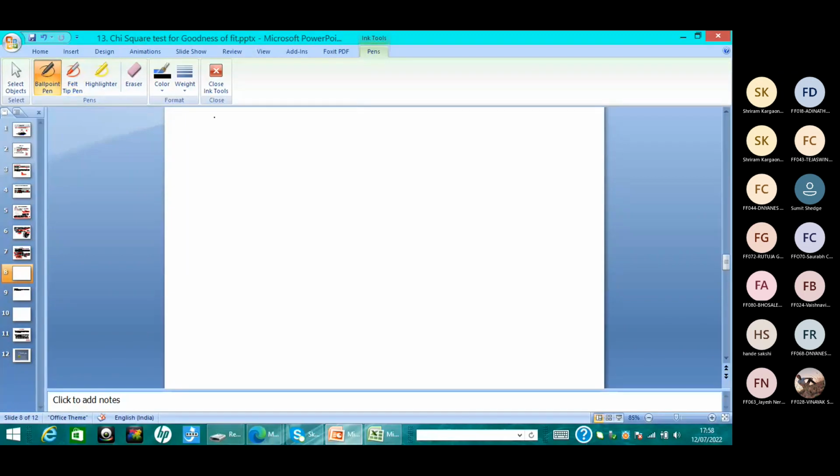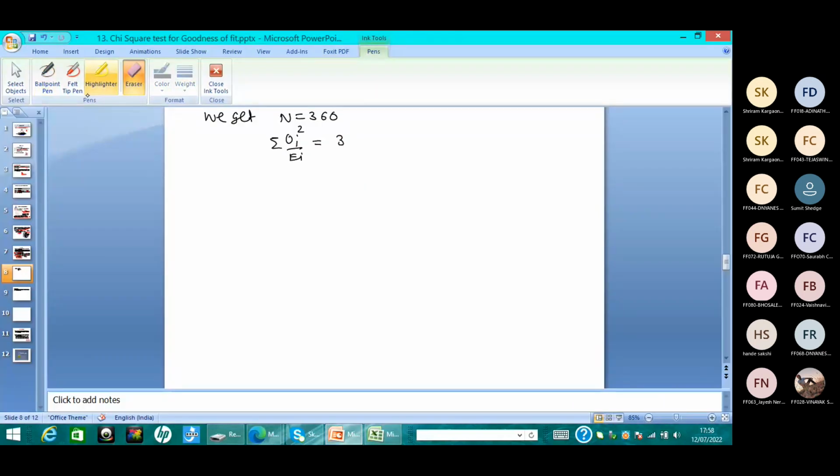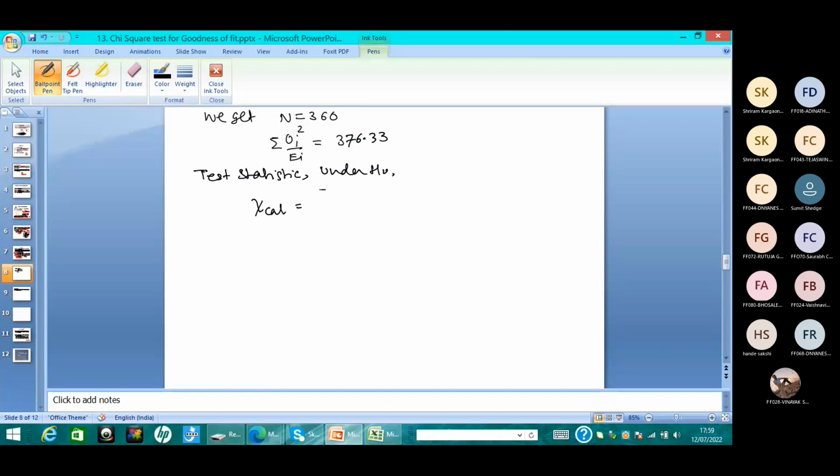So now using that formula, total frequency is 360, right? And summation Oi square upon Ei total is 376.33. Okay. So now test statistic. What was our test statistic? Our test statistic under H0 was the calculated value of chi-square equals summation Oi square upon Ei, i varying from 1 to n. Now here there are 10 digits, so i varying from 1 to 10. Okay, so minus n.